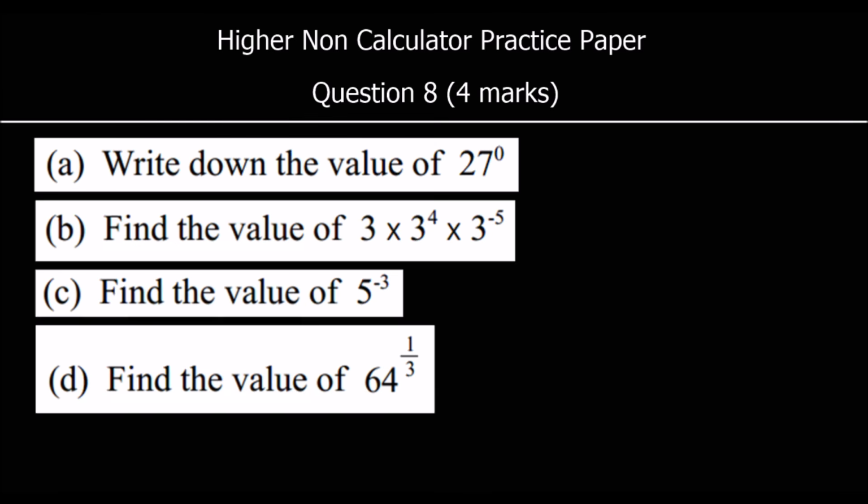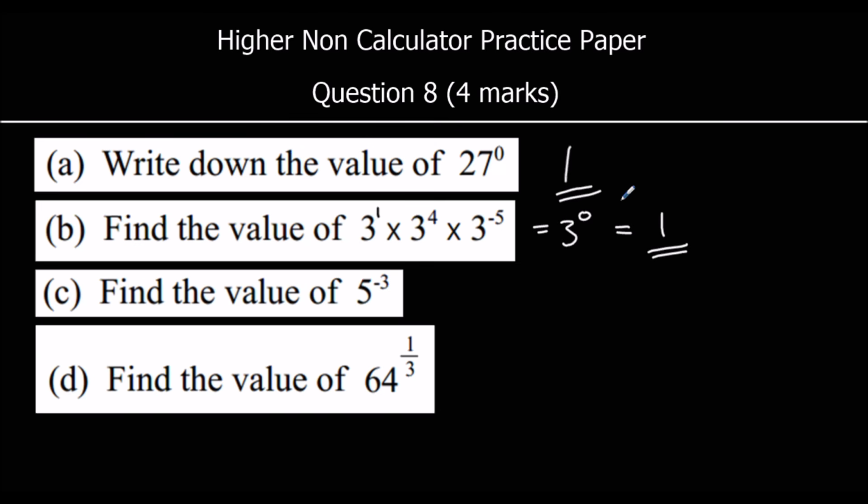Okay, some for you to try. So part A, the value of 27 to the power of 0, that's 1. Part B, 3 times 3 to the power of 4 times 3 to the power of negative 5. So 3 to the power of 1 times 3 to the power of 4 is 3 to the power of 5 times 3 to the power of negative 5. 5 plus minus 5 is 0. So it's 3 to the power of 0, which is 1.